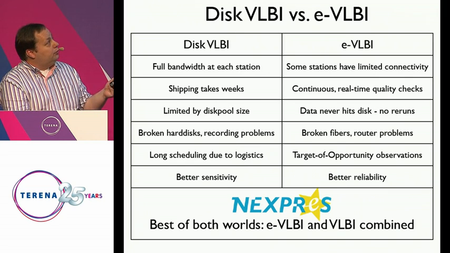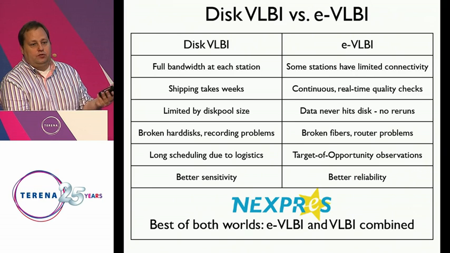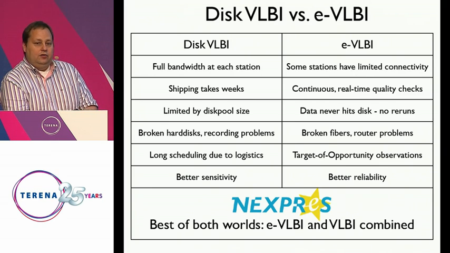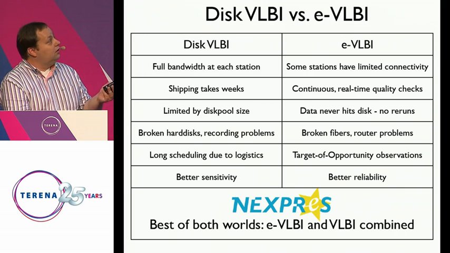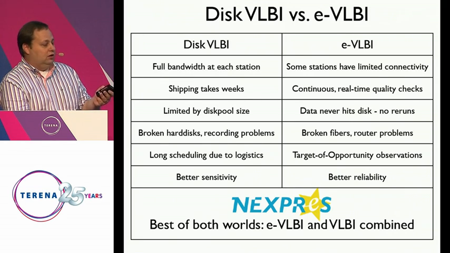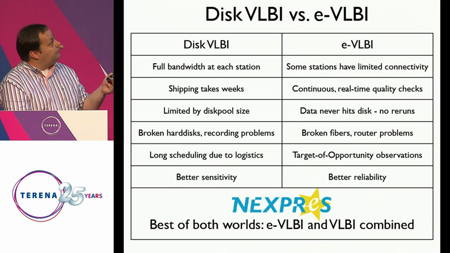Whereas on eVLBI, when we're doing this streaming in real time, we are often limited by the connectivity of some of the stations. Some of the stations we can do the full 1024 megabit per second. Others we are limited to, say, the 1 gigabit per second that a light path is usually at this moment. And others we have even less capacity, as you saw in the previous slide.